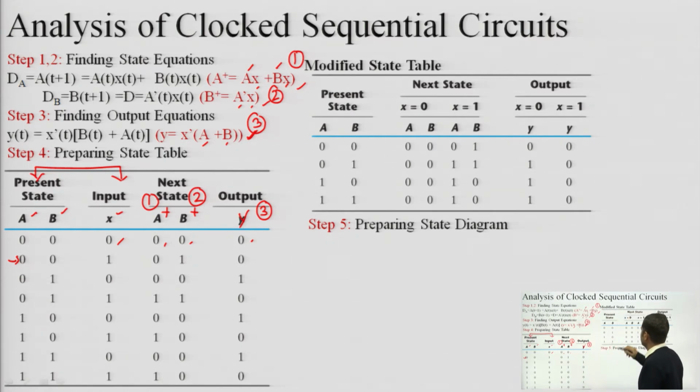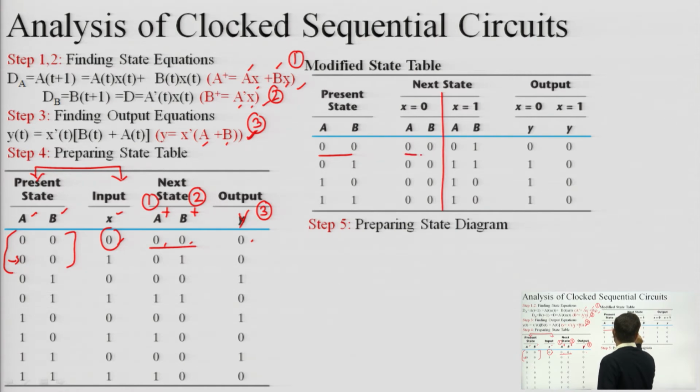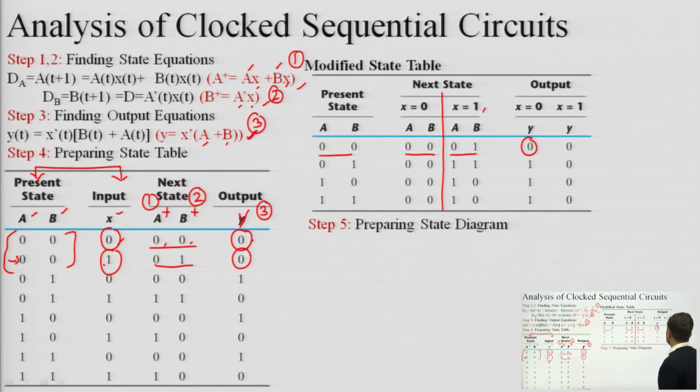So in this modified state table, A, B is there. So 0 0, 0 1, 1 0, 1 1. So we can see that 2 rows are combined into 1. So 0 0, that means the present state is 0 0. X is equal to 0, next state is 0 0. X is equal to 1, next state is 0 1. And the output in both the cases, X equal to 0 and X equal to 1, is 0.